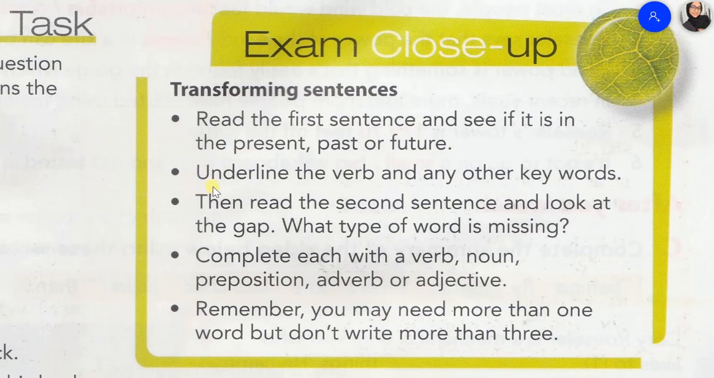Next, underline the verb and any other keywords. Gariskan kata kerja dan mana-mana lagi kata kunci yang boleh membantu kamu untuk transform the sentence. 3. Then, read the second sentence and look at the gap. Tengok sentence kedua and then tengok ruang kosong tu. What type of word is missing? Perkataan jenis apa yang missing? Yang tak ada.